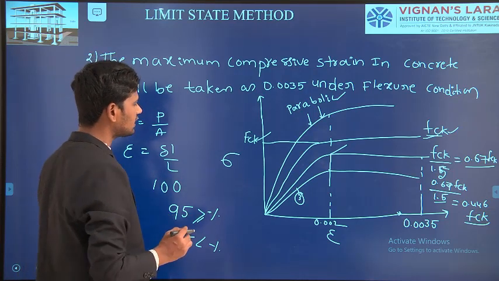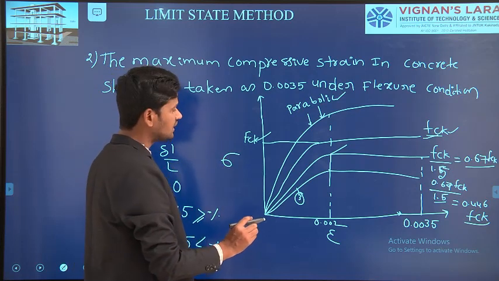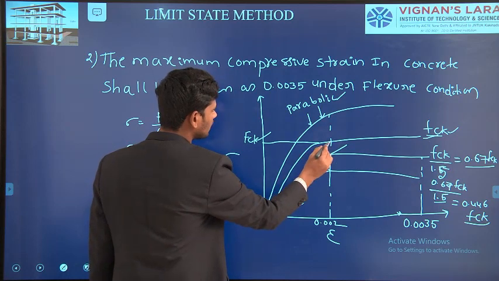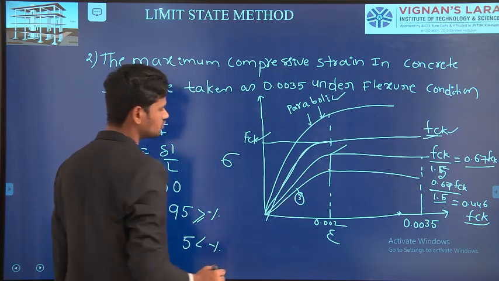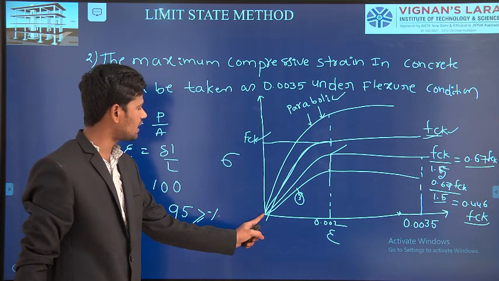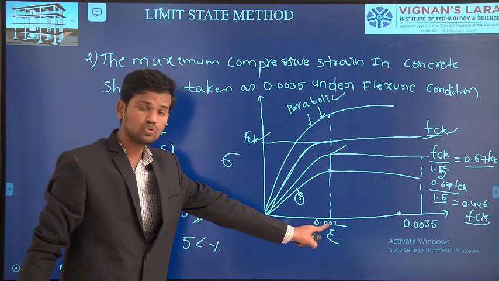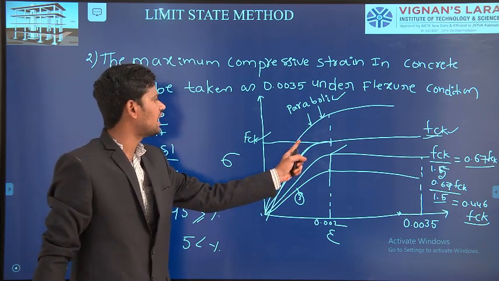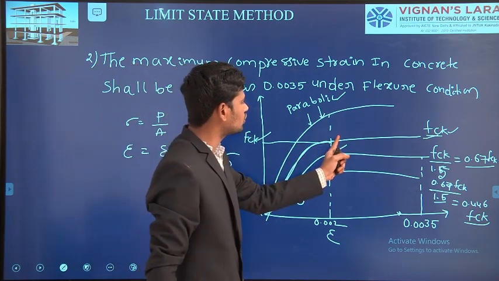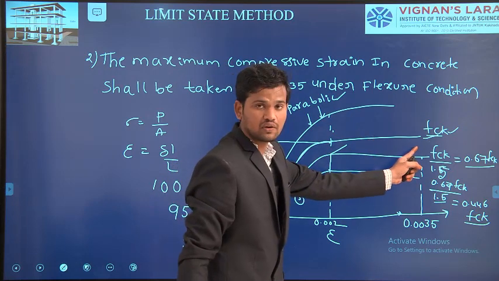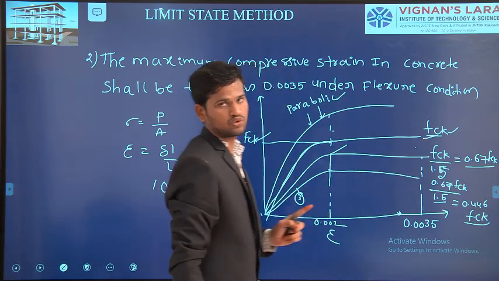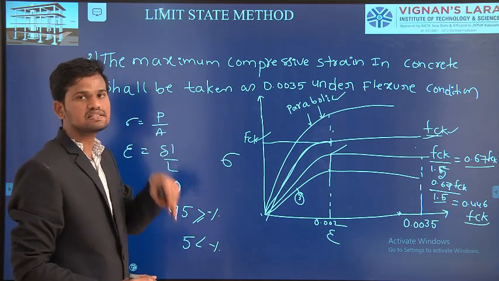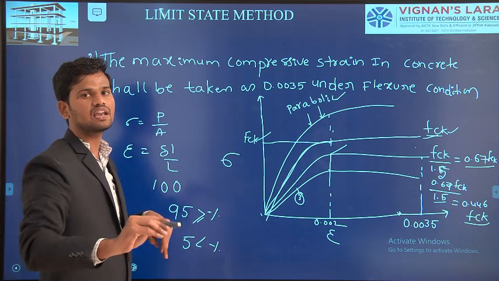If you observe here from the stress-strain diagram, the concrete curve is parabolic from the origin to the strain of 0.002. After that, from 0.002 to 0.0035, the curve is in a linear or constant position. That means stress is constant, but strain is linearly varying.